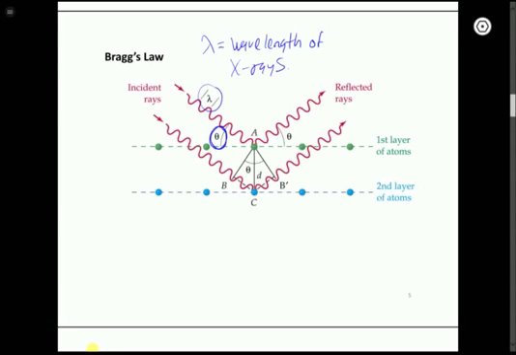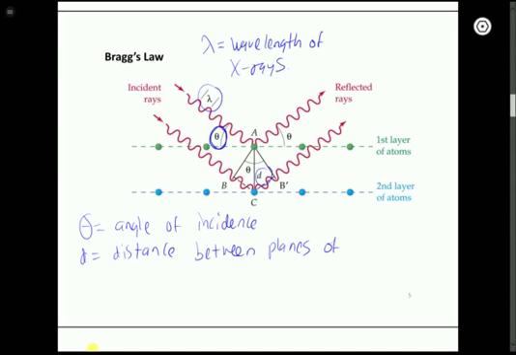Where we're going to see constructive interference is when this condition is met. If this distance, d, between the two planes is just right, we see constructive interference. So theta is the angle of incidence, which we change throughout the experiment, and d is the distance between planes of atoms. In a crystal we have very regular arrays of atoms, as we talked about. Those atoms form different planes that we can define, and those planes regularly repeat in space. You have a distance between those, which we define as d.